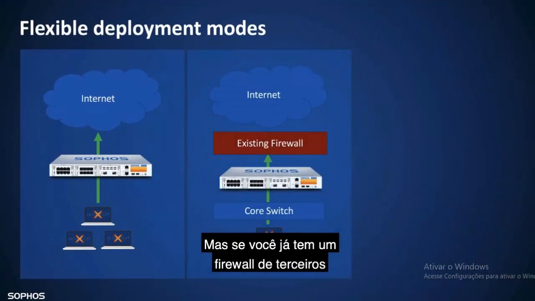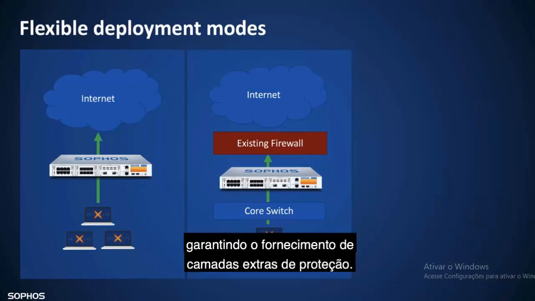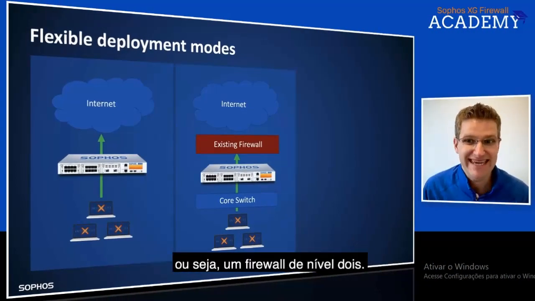But if you already have an existing third-party firewall within the infrastructure, the XG can be transparently dropped into that infrastructure in line to ensure that we are providing extra layers of protection. Now, we can do that as an extra firewall, so a tier 2 firewall.